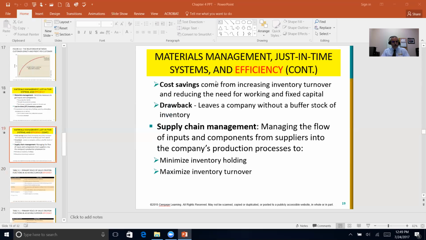Here are some of the other things that we've talked about already, I believe, on cost savings and drawbacks. Okay, so let's talk about supply chain management. This really is about the flows of inputs and components from a supplier into the company's production process, all the way through that process until it gets to the end customer. The whole concept of this is to minimize inventory holding and maximize inventory turnover. But it's got to be a good strategy that's going to make sure the company is doing the things it needs to do to meet the needs, desires, and wants of its consumers.